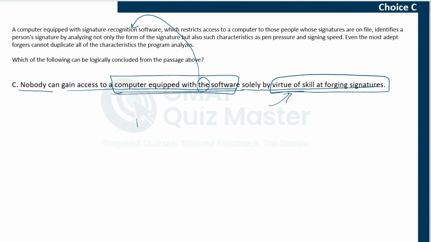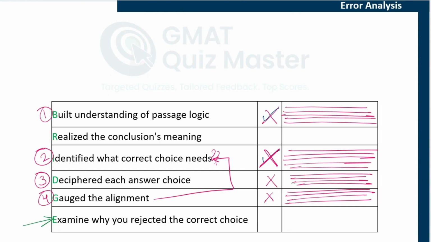So this choice is something that is definitely true as per the passage. It is the correct inference and it is the correct conclusion. This is the correct choice. Now, if you rejected choice C, you need to go back to your bridge table and examine why you rejected it. Were you not clear with the meaning? Did you not understand that this is what the correct answer choice needs to convey and it is conveying the same thing, or did you get confused with something else from the passage logic? You need to write down that explanation. That is going to be your root cause analysis for rejecting this correct answer choice.